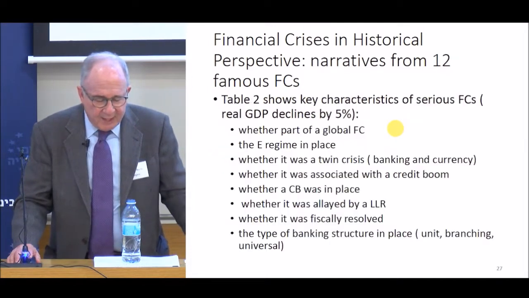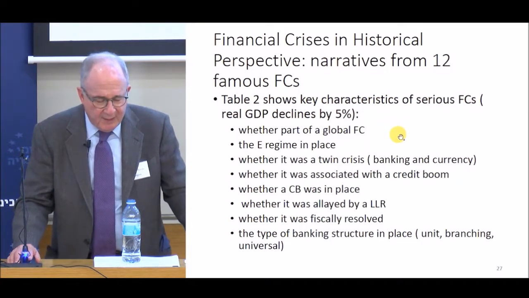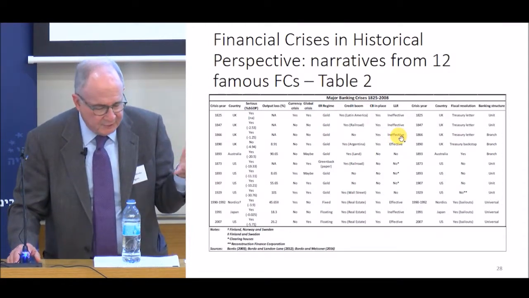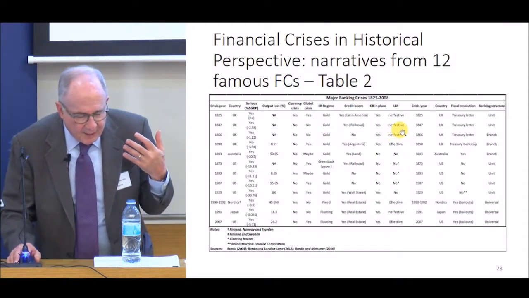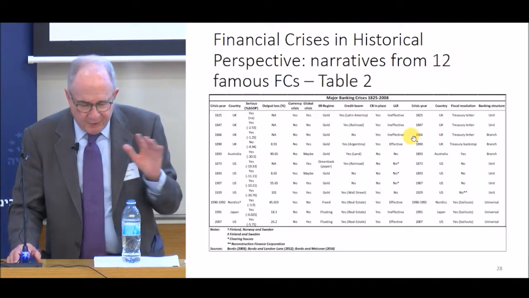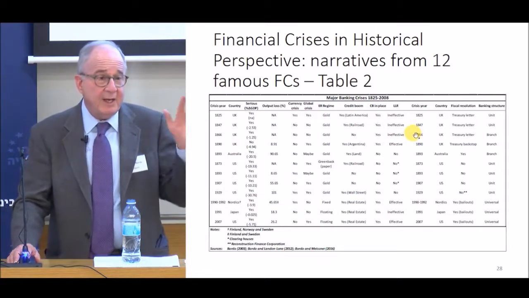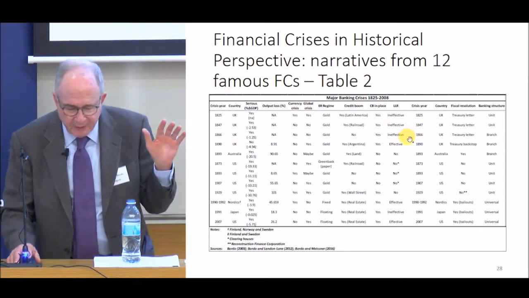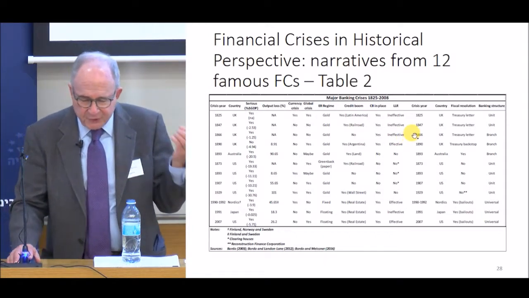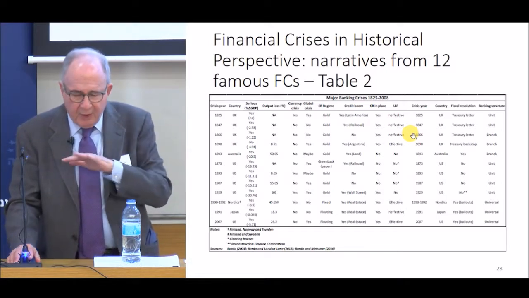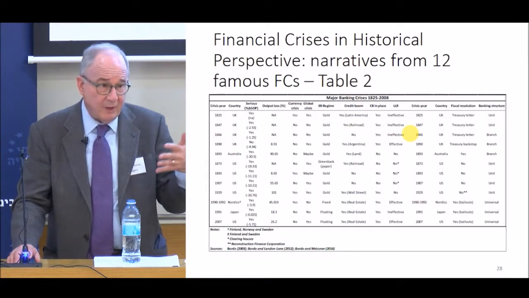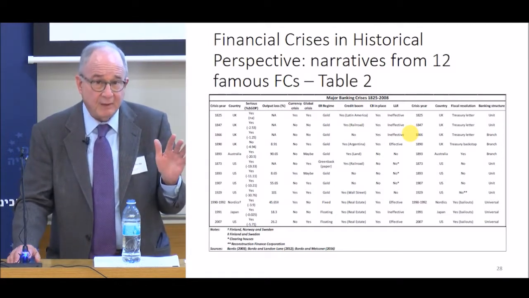So I put together a table which summarizes, you can't read the table, but basically it tells you the key characteristics of a crisis. Did it involve a currency crisis? Was it global? Was there a credit boom? Was there a central bank around? Was lender of last resort followed? What kind of banking structure did they have? Was there a fiscal resolution? I put all these things together, and the outcome, again it's hard to read, is pretty heterogeneous.